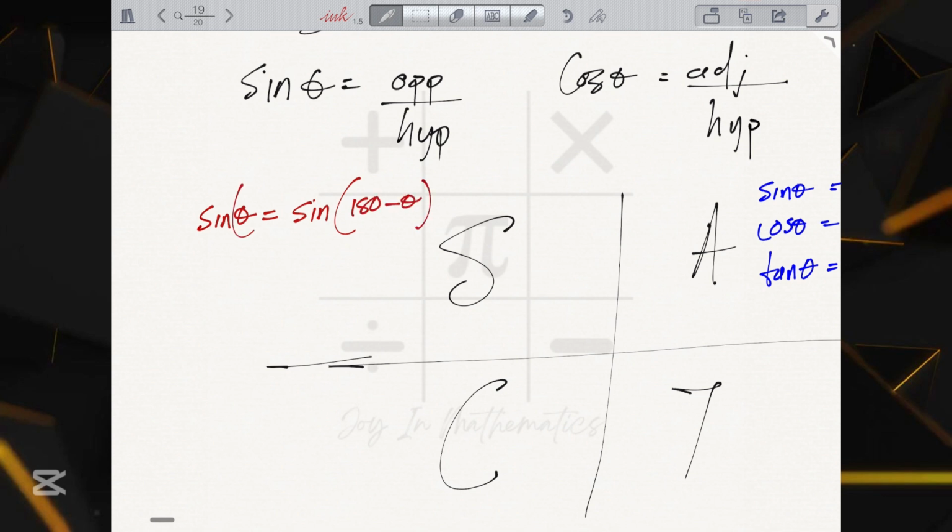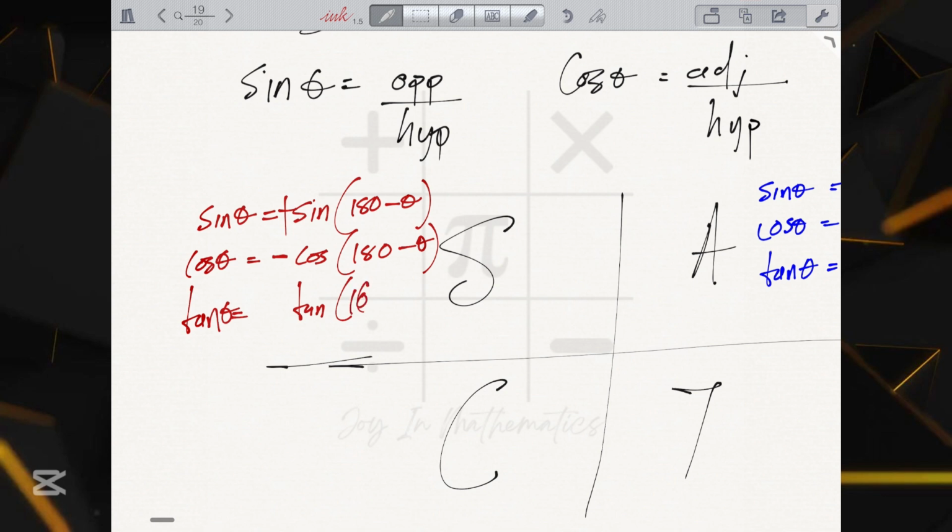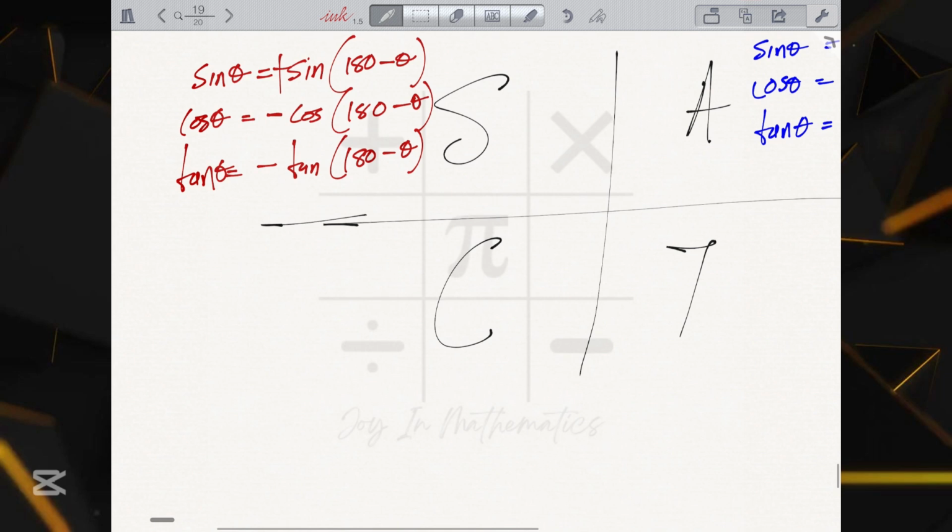Remember that the relative acute angle in the second quadrant is 180 minus theta, and it is positive. Now if you have cos theta, it will be the cosine of the relative acute angle, and here it is negative. Similarly, tan theta will be the tangent of the relative acute angle, but this time negative, because only sine is positive in the second quadrant.